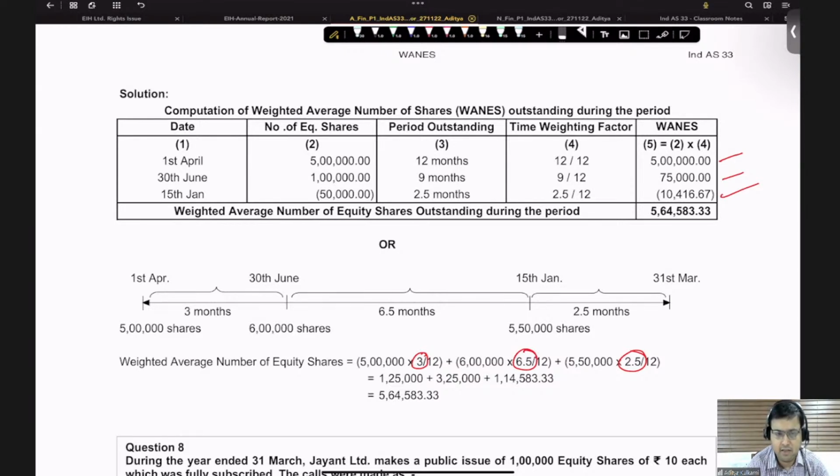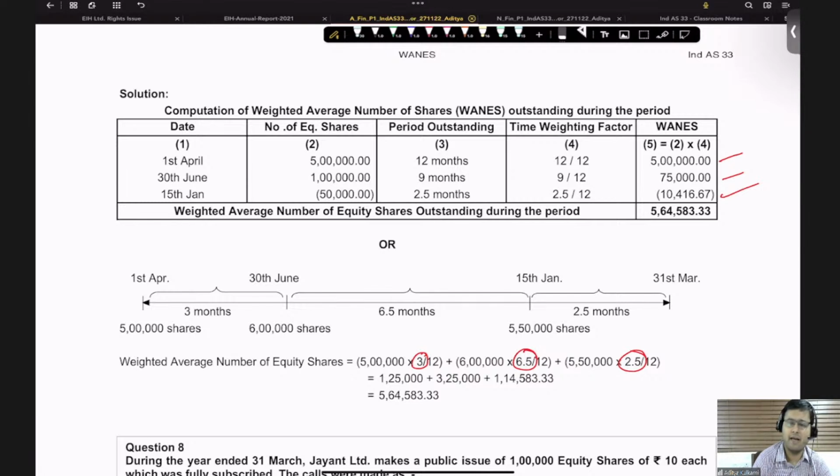So 5 lakhs, 30th June, 1 lakh. So it is existing from 30th June till 31st March, 9 months. 15 Jan, you bought back 50,000. So for 2.5 months, these shares were not there. So into 2.5 by 12. When you subtract it, you will get the same answer.